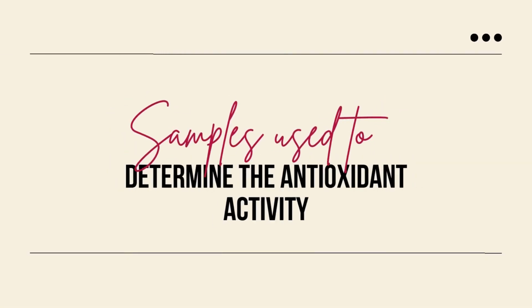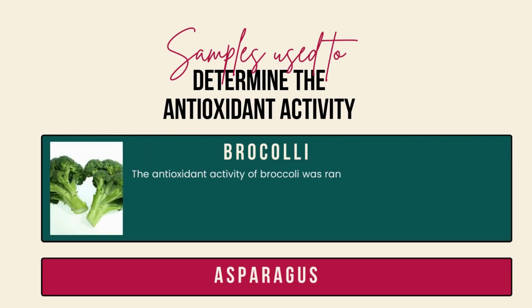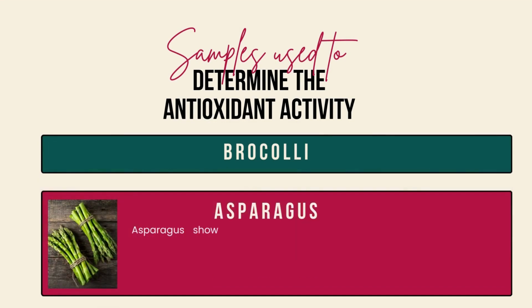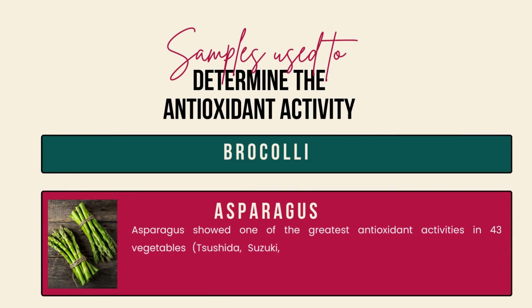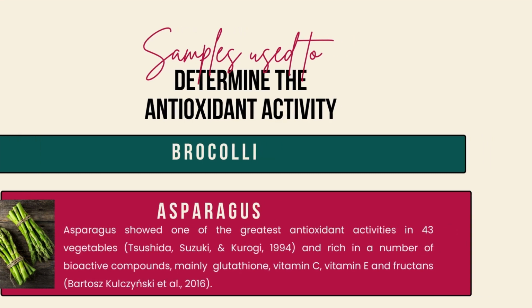Next, the sample used to determine the antioxidant activity. In this video, we use broccoli and asparagus. This is because the antioxidant activity of broccoli was ranked as the second in 10 common vegetables. Next, asparagus. Asparagus shows one of the greatest antioxidant activities in 43 vegetables, and it is rich in a number of bioactive compounds such as glutathione, vitamin C, vitamin E, and fructans.